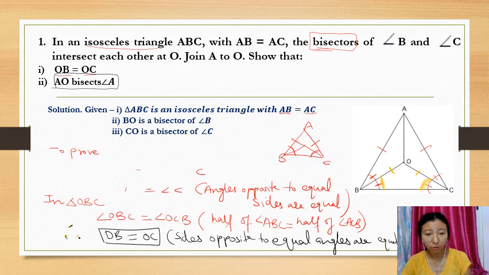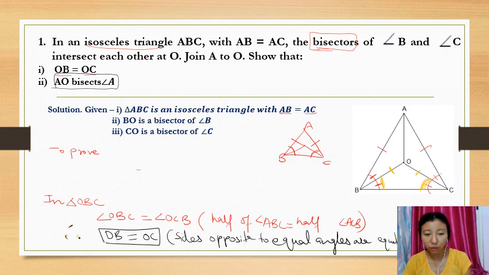Now in the second part what we have to prove is that we need to prove AO bisects angle A. So as you can see, the given will be almost same.